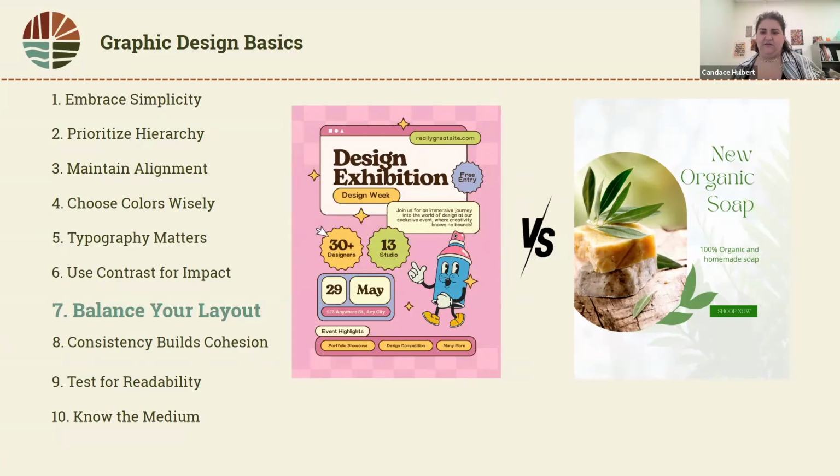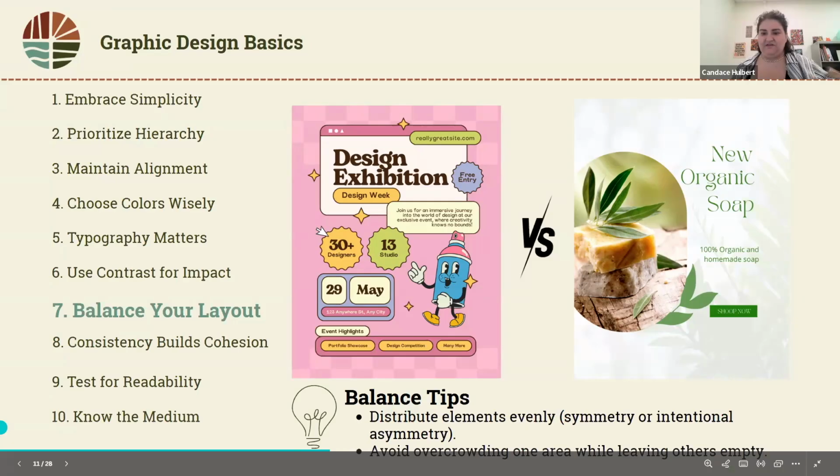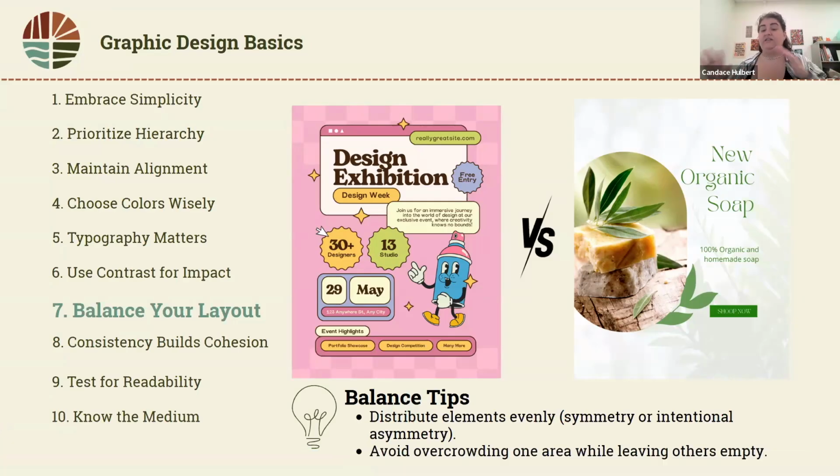So then let's talk about balance. Visual balance has to do with the overall weight of different elements on a page and how equal they feel to each other. So my balance tips are to distribute elements evenly, symmetrically, or intentionally asymmetrically. My second tip is to avoid overcrowding one area while leaving others empty.